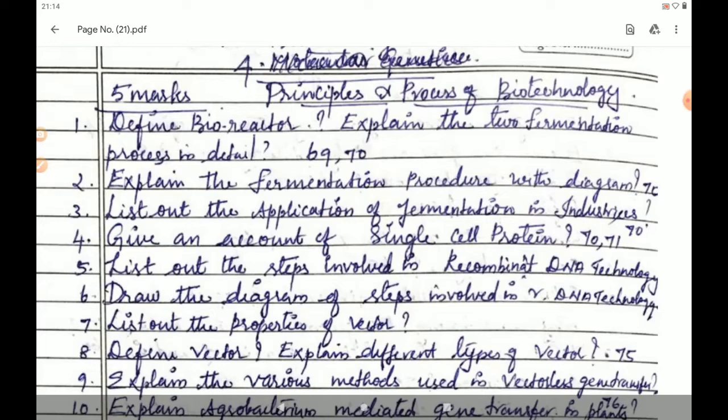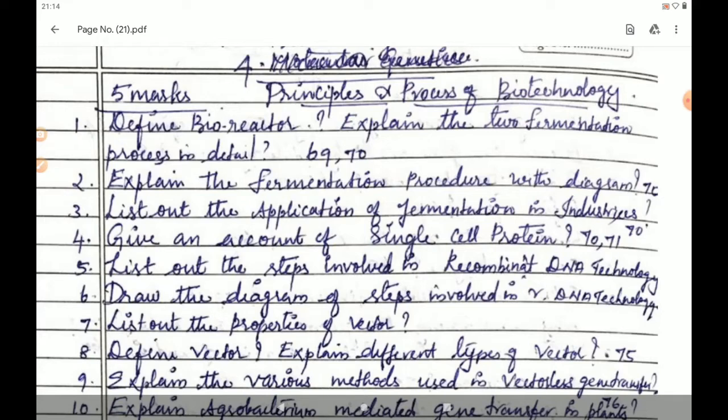Then above the third paragraph, which is given in page number 72, write the heading host cell. Selection of transformed host cell carrying the rDNA and allowing them to multiply the rDNA molecule. Then in the last paragraph, you should write protein produced.